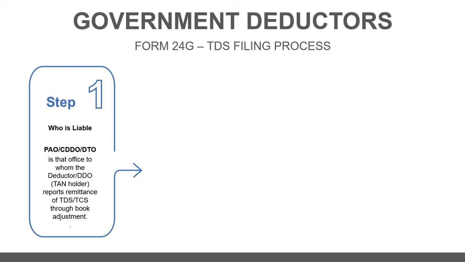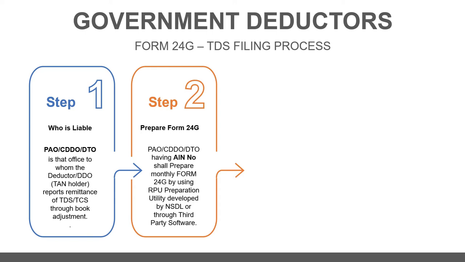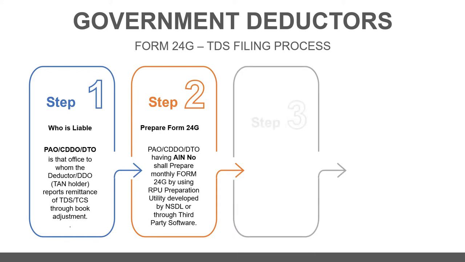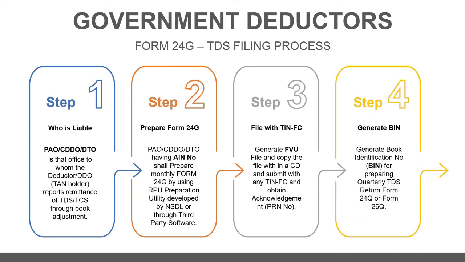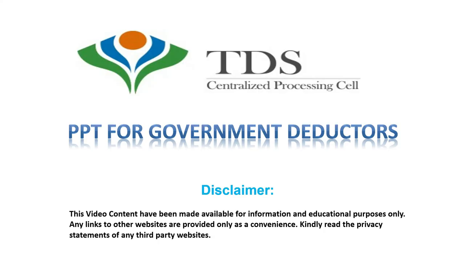First, who is liable to file Form 24G? Then, how to prepare Form 24G using the RPU preparation utility developed by NSDL. Then step 3, generating the FU file and submitting the FU file at any TIN FC center. Then generate the book identification number for preparing quarterly TDS returns 24Q or Form 26Q. So without wasting our time, let's start.